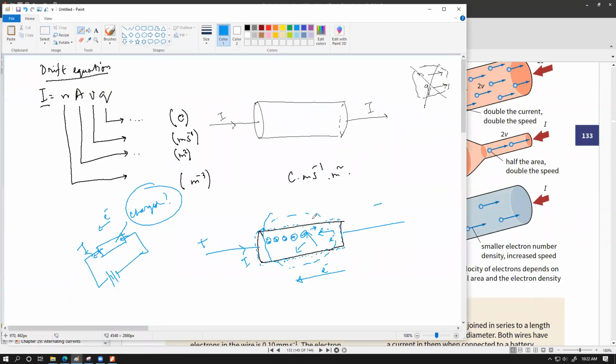Let me just draw a zoomed view of this part. Let's say I'm going to zoom in on this by a really large scale. I don't have an idea for the scale. This is the actual zoomed in view for the positive ion. So we have all the positive ions over here, so they're making a rough surface. Not only are they making a rough surface, they are also vibrating in random directions.